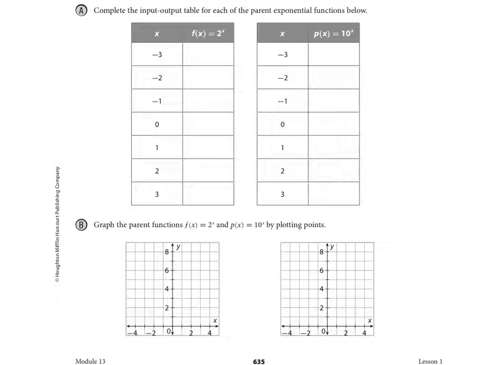So if they give us these values of x, first of all, 2 to the 0, anything to the 0 power is 1. So you may need to remember that anything to the 0 power is 1. 2 to the first power is going to give me 2. 2 squared is 4. And 2 to the third is going to be 8. So notice, remember this is me multiplying by 2 each time.